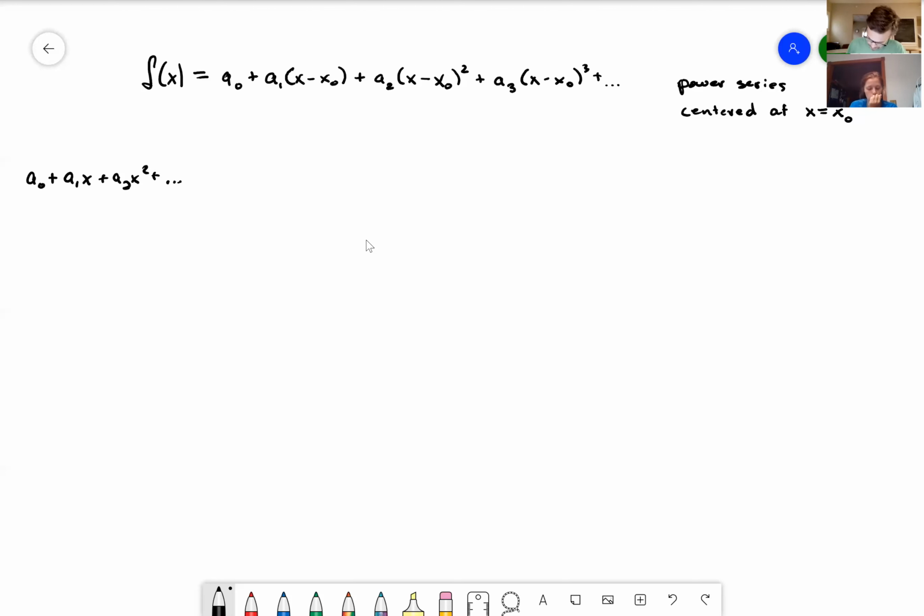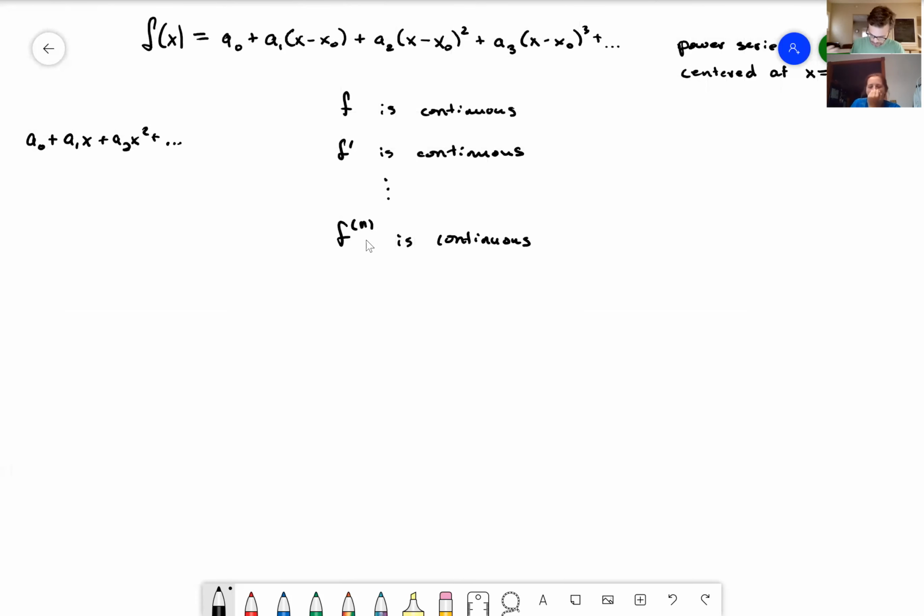Okay, anyway, we have a power series, then f is continuous. It's differentiable, so f prime exists and is continuous. And in fact, every derivative of this exists and is continuous. So we can take the derivative an arbitrary number of times. So all of these derivatives exist. And we have a very straightforward way of determining what the derivative is.